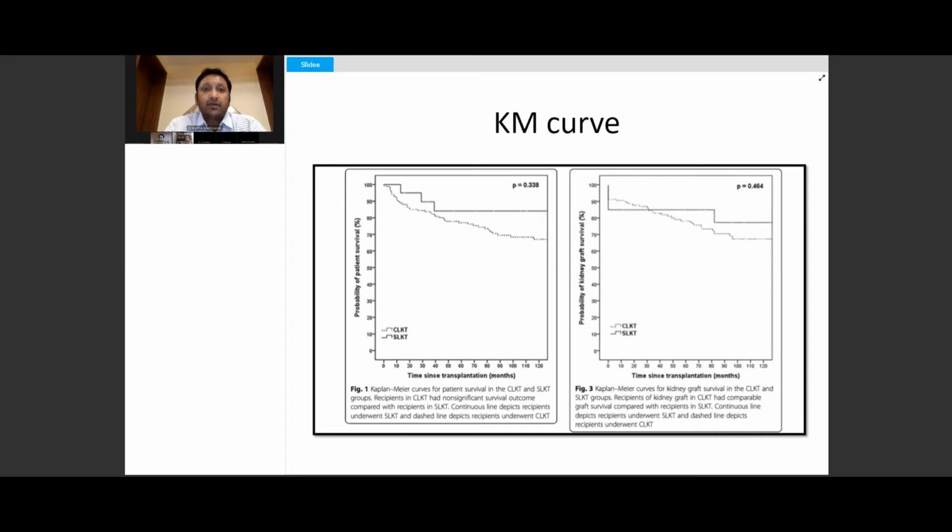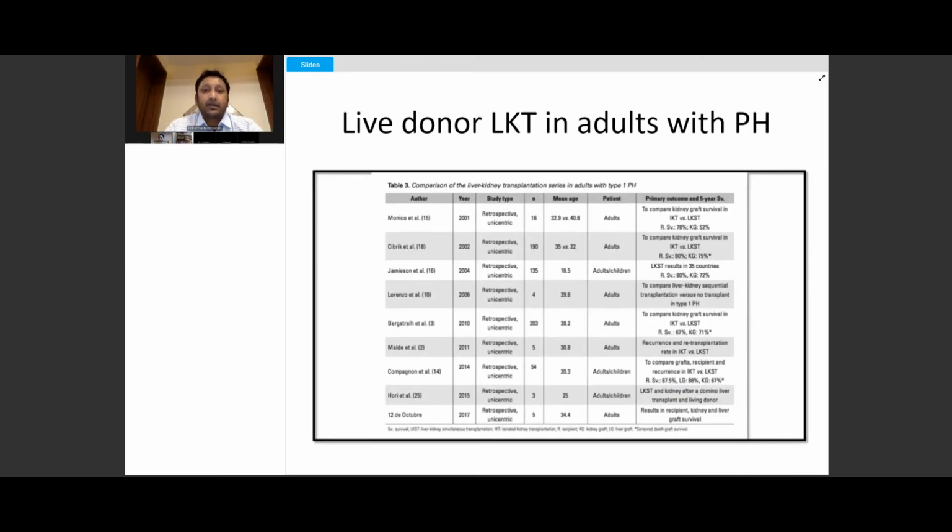And when you look at the living donor, this is about combined liver-kidney transplant in adults with primary hyperoxaluria, from data from 2000 to 2017. However, the results have been quite good in the last decade. And this is the largest series which has been published so far, with 220 transplants. But here it is a mixture of both deceased donor and living donor.